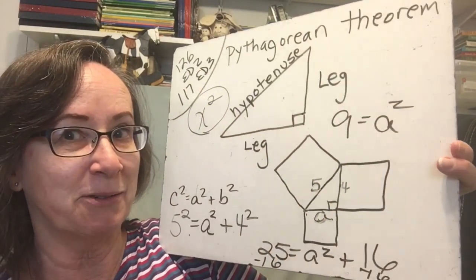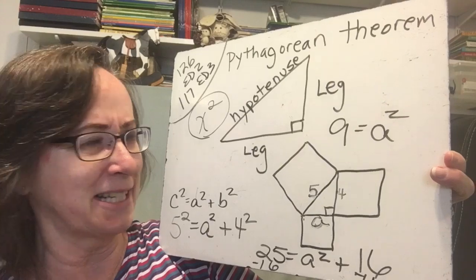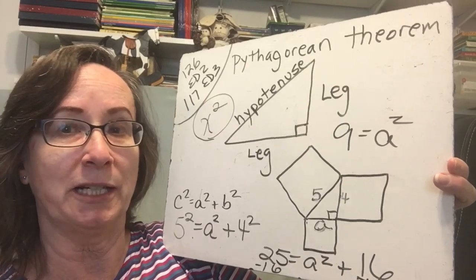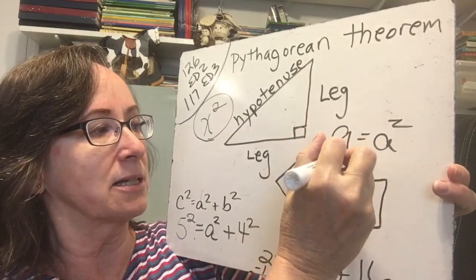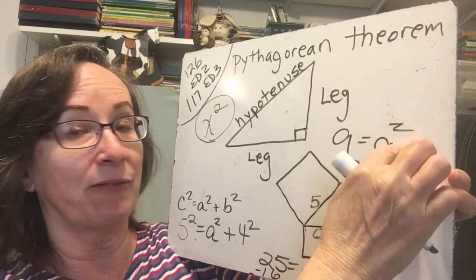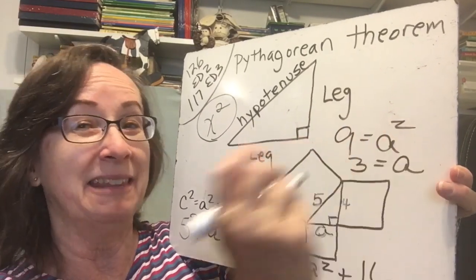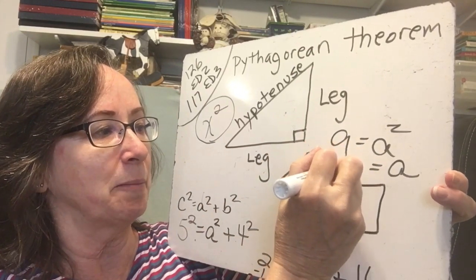So now we can use our square root property that we just learned. We just take the square root of both sides. So the square root of 9 is 3, and the square root of a squared is a. And then we remember a plus and minus.